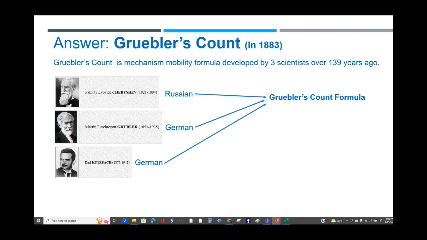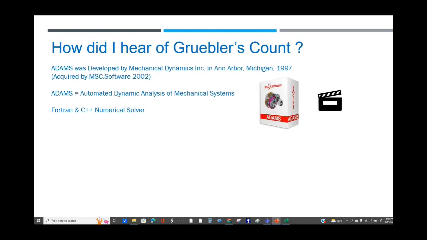Now, Gruebler's, I didn't know about this until I worked at a company where we simulated multi-body dynamic problems. It's called the ADAMS software, at a company called MDI back in 1995. But it originated from Germany and also Russian scientists back in 1883. But the question is, the mobility formula, why is it not used? I was never taught this in school, and I didn't learn this until later. What I found out was that there could be some problems with it if you use it incorrectly.